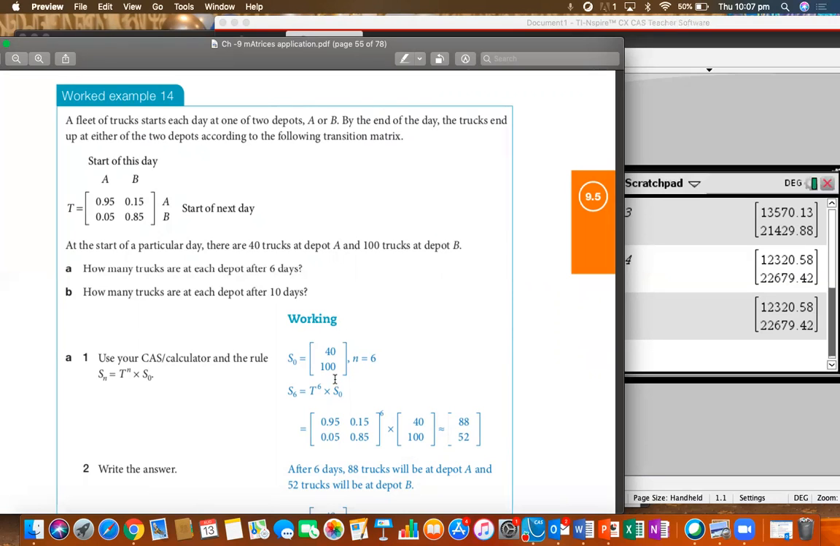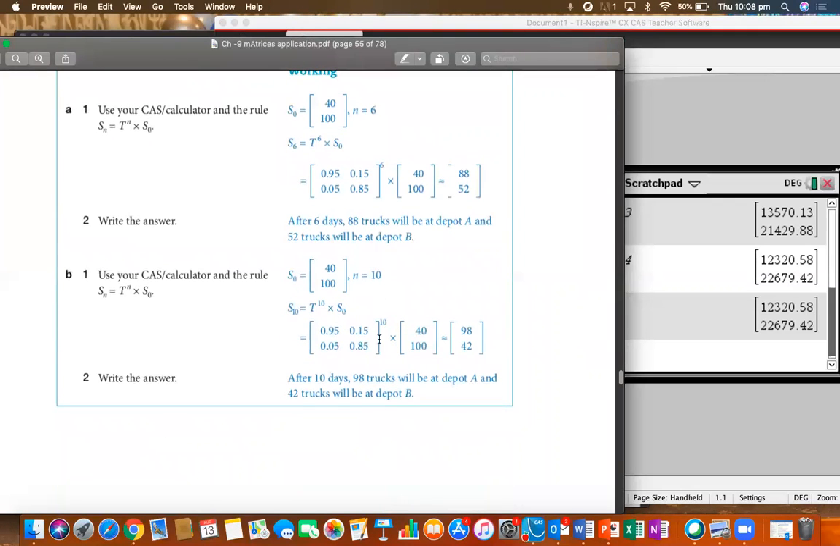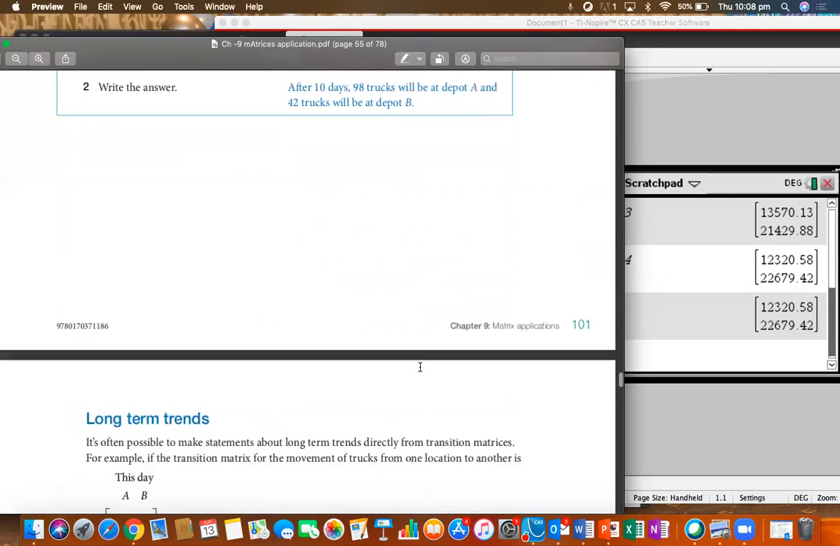So you can just use the same formula. You know the initial state matrix is 40 and 100 and n is 6. So just use the formula this time. Enter it in the CAS. If it's only once, you don't need to store the variables. You can just enter the matrix in the CAS raised to the power 6 times your initial state matrix and you get the answer here. And similarly, after 10 days, you just raise to the power 10 and you get the answer.